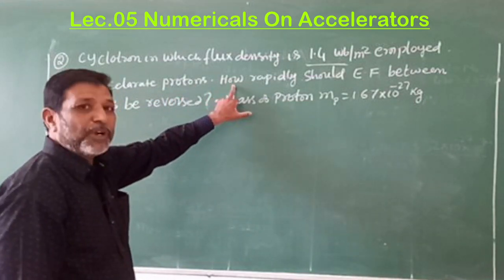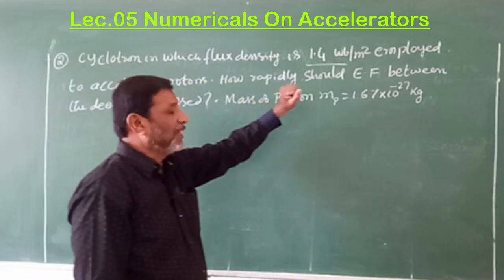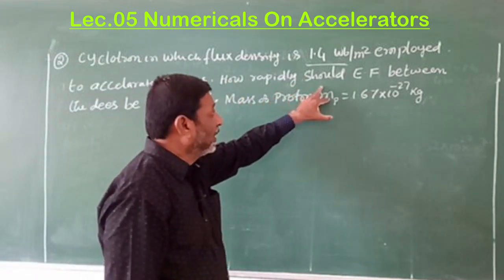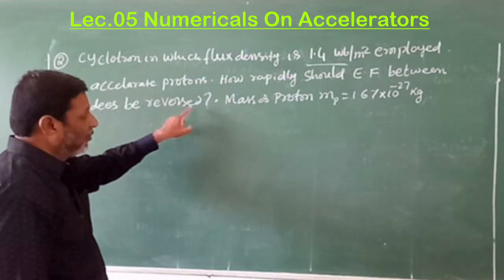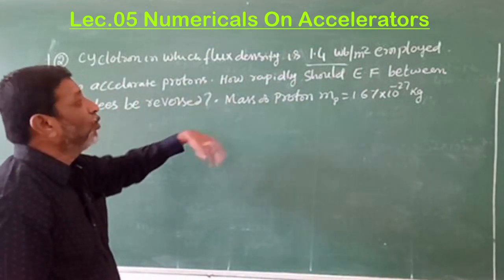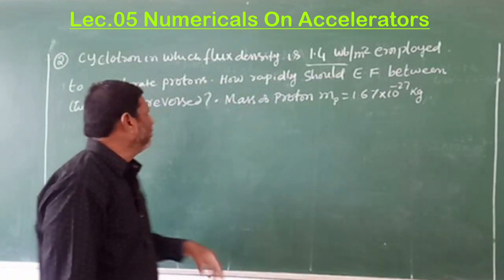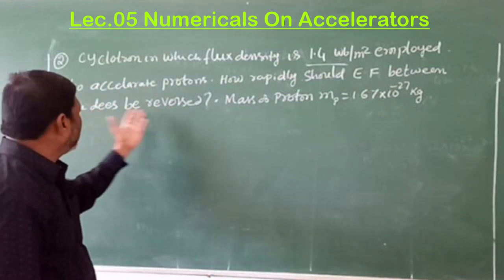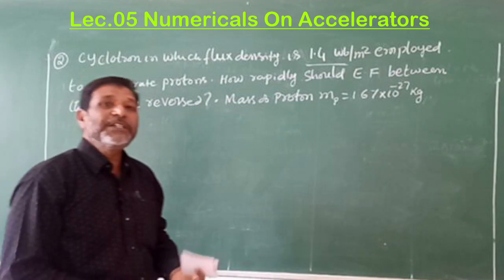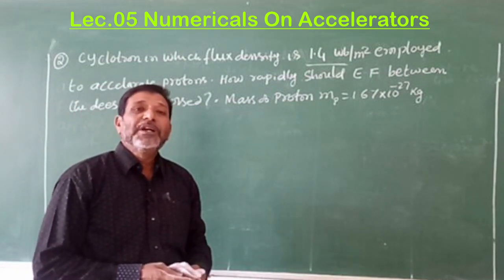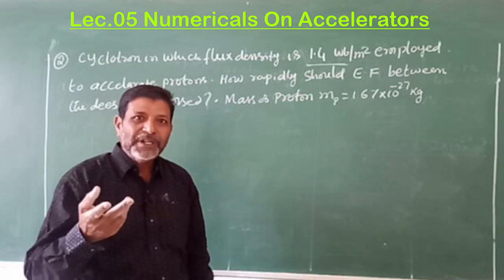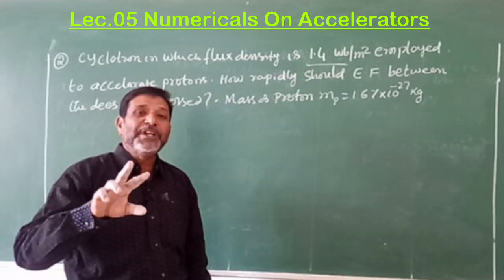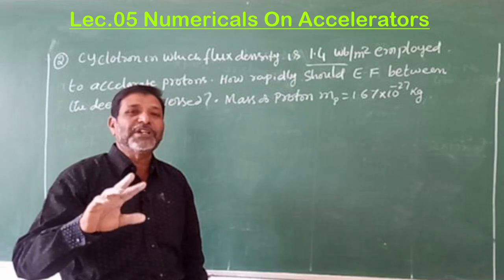Then this is the point to be understood: how rapidly should the electric field between these be reversed? Isn't it? What does it mean? How rapidly should the electric field between these be reversed? Here, how rapidly is nothing but in how much time the electric field between the two Ds is reversed.